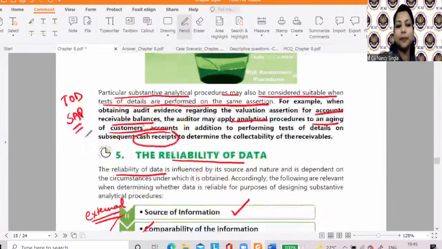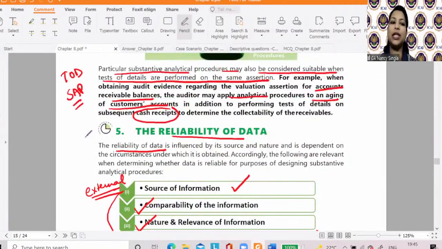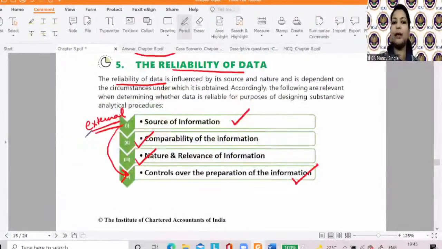Okay. So it says how test of details and substantive analytical procedure can be used to check two assertions with respect to a particular point. Reliability के लिए source देखना है. Source मतलब independent is more reliable, लेकिन internal कब है? When controls over preparation are good. Comparability, it should be what? Comparable होना चाहिए. Broad industry data है तो उसको supplement करो in order to make that comparable.